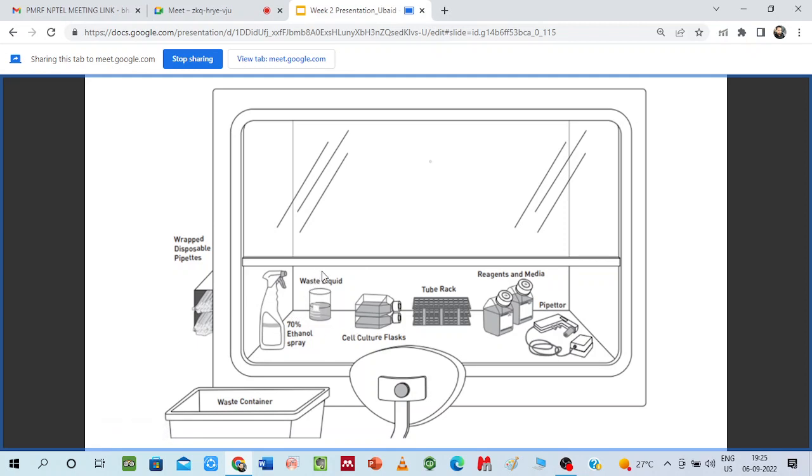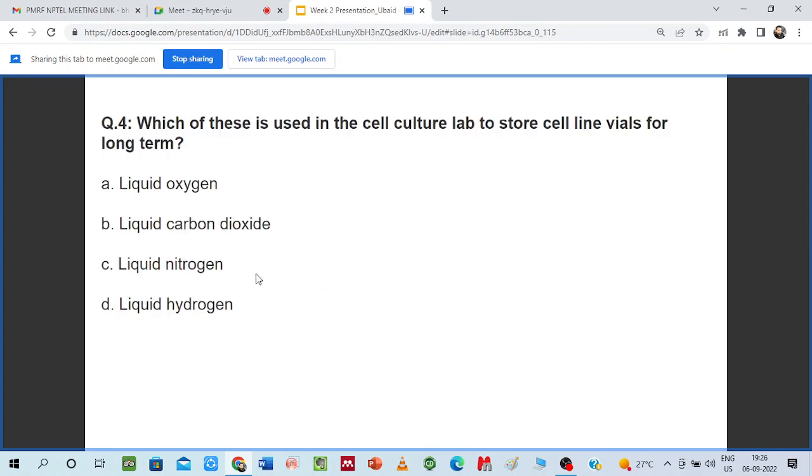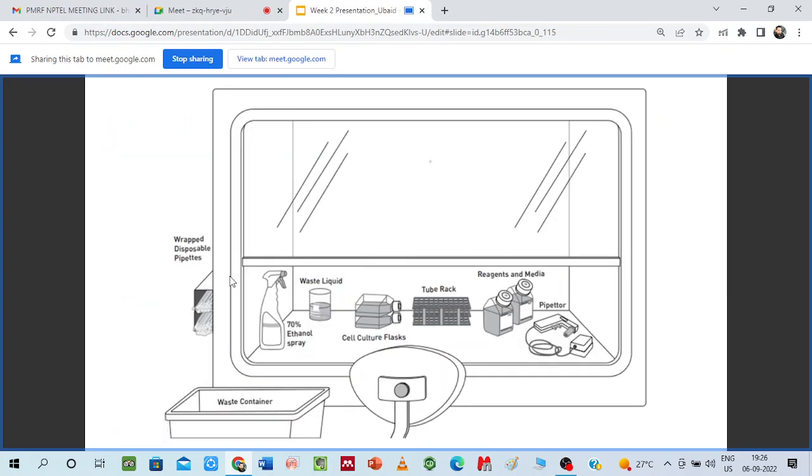And here is the liquid waste. If you change the media of a cell culture flask, the liquid waste is placed on the left side. So you have to divide this into different portions. For example, this left side area contains all the waste items, for example waste liquid or any polythene or covers in which there are cells or falcons. So that you have to place on one side, the left side.